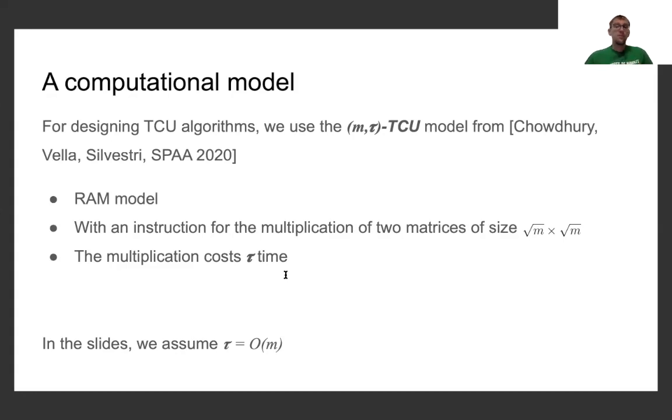And in the presentation, for simplicity, we assume tau to be big O of m, although in the paper we provide results for general tau. So now with this very simple model, which is a RAM with an instruction for dense and fixed-size matrix multiplication, we can start designing algorithms for similarity search.